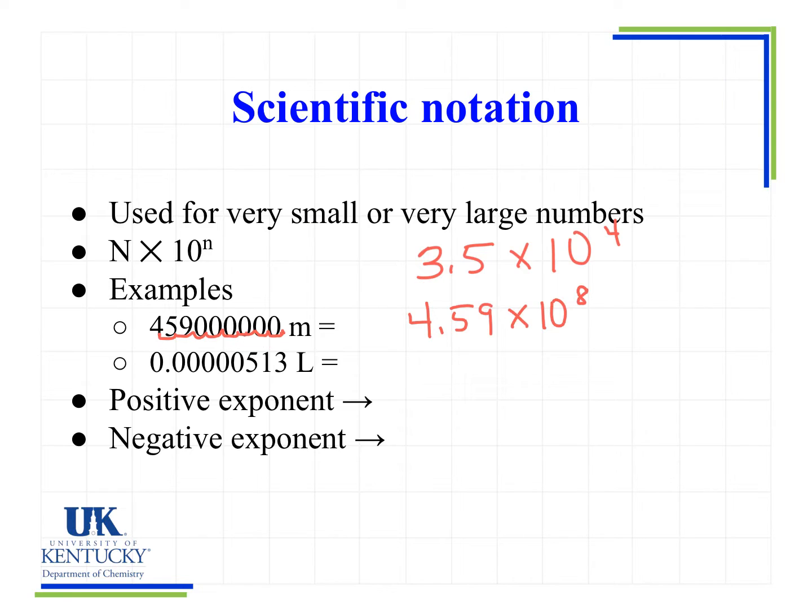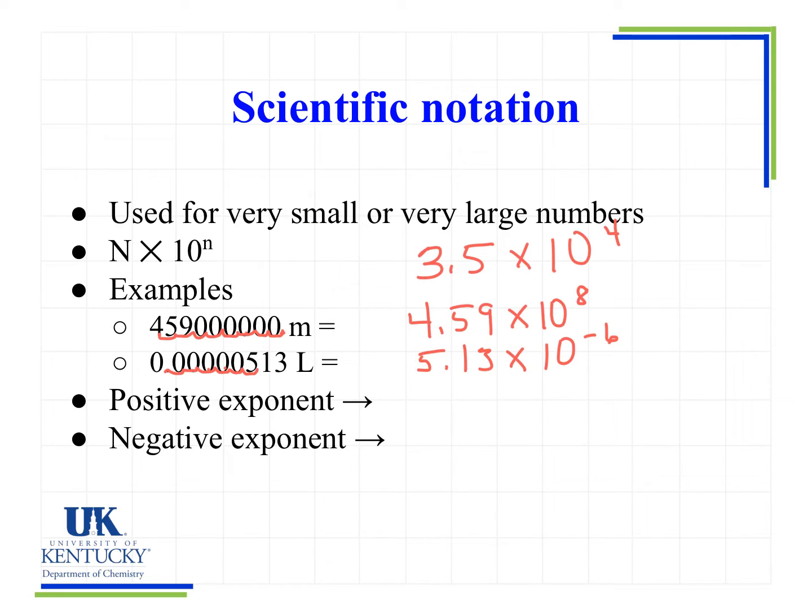Now let's look at the second example. I have 0.000000513. I start out the problem the same way. I write one number to the left of the decimal point times 10. I still need to figure out how many decimal places I moved over, and so 1, 2, 3, 4, 5, 6. And it's 6 places, but because I moved it to the right, it's going to be a negative 6.